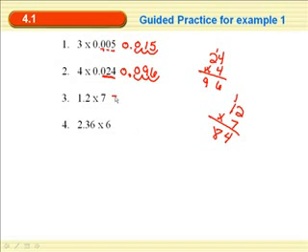Which is 84, and there's 1 decimal place this time, so you only move it 1 place. The answer would be 8.4.